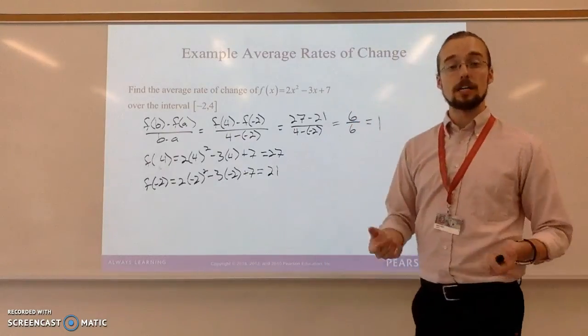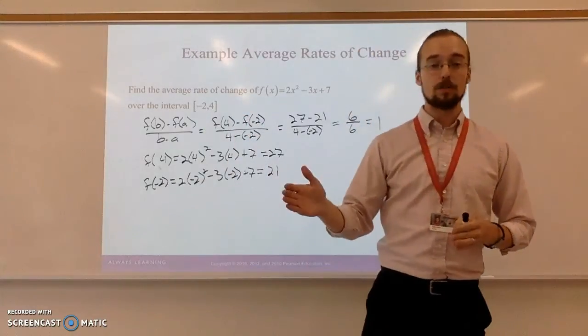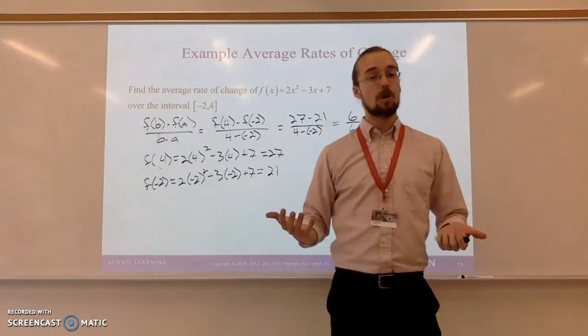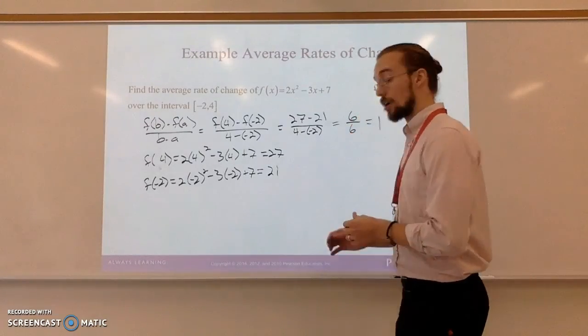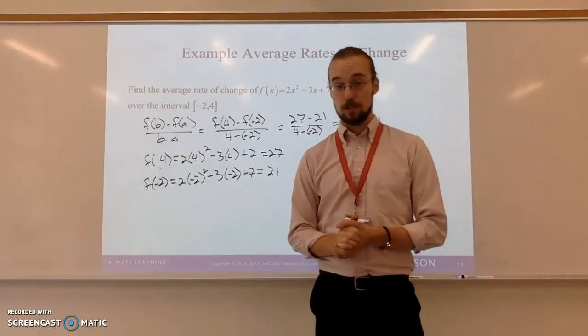What that's saying is if I drew a line between these 2 points on the curve, between an x value of negative 2 and an x value of 4, my line would have a slope of 1. All right, in the next video, we're going to take a look at instantaneous rate of change.